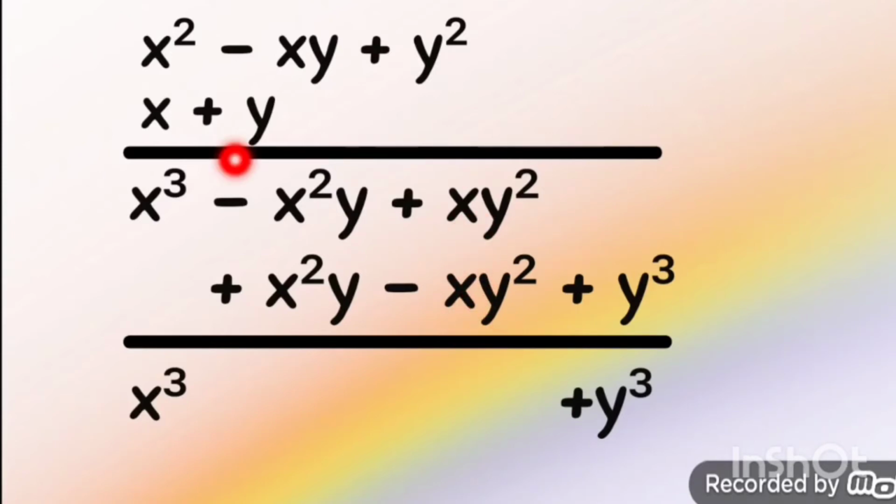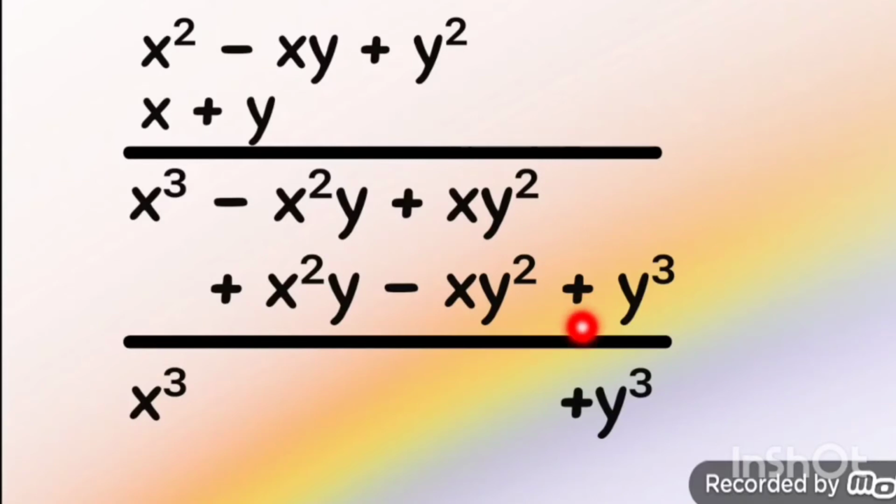Now multiply y with y square. Y multiplied by y square will be plus y cube. This is not the like term, so we will write it at the side. Now we will add these two expressions.